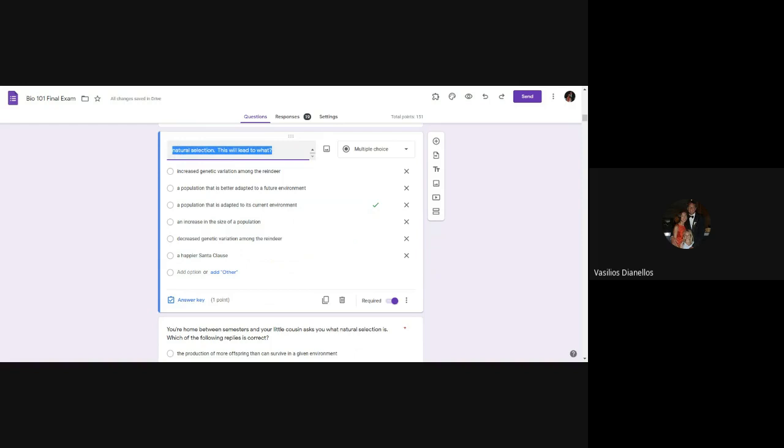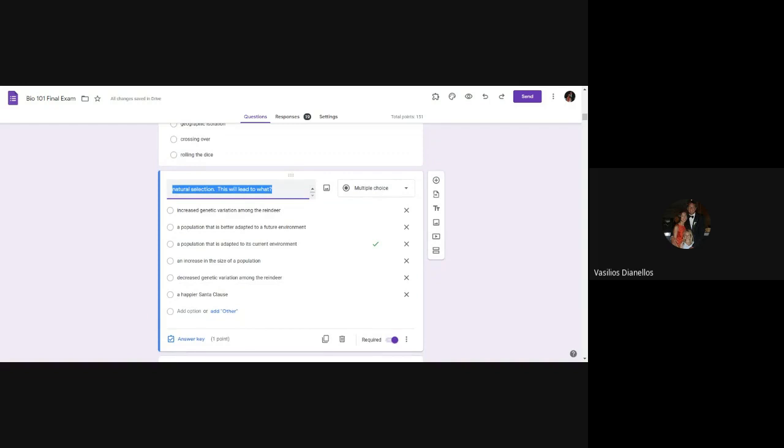This leads to what? Or this will lead to what? So basically, this question is asking, natural selection will lead to what? And remember, that was a question, as all these were, on the study guide. A question that I gave you answers to when we did the final exam review. Anyway, what will natural selection lead to? Let's look at the choices.